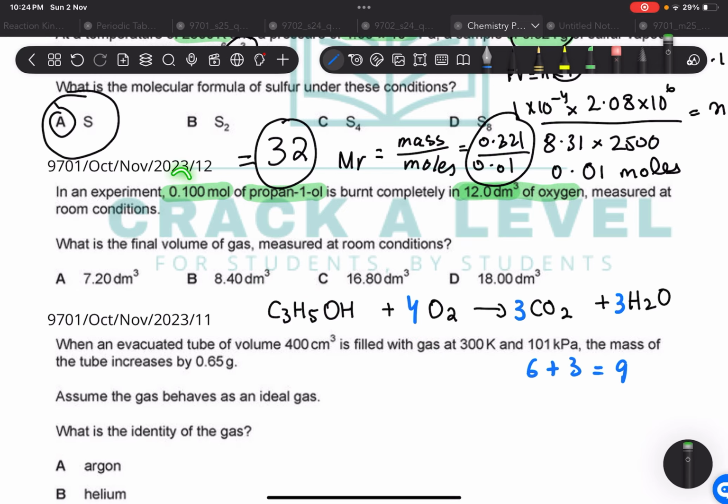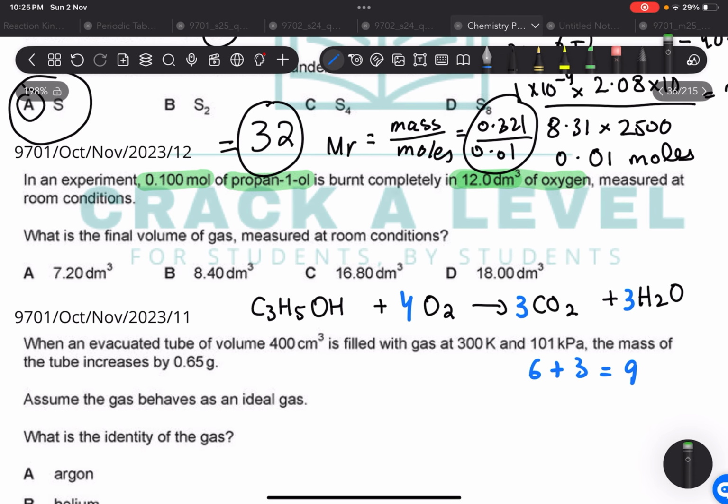Now we have this much of propanol that is burned completely, and this much of oxygen. What is the final volume of gas measured at room temperature? Now we are dealing with how many gases? What do you think? We have carbon dioxide gas that's going to be produced. Since you are burning something, the water is also going to be produced as a gas because it's an exothermic reaction. So all the water that's formed is going to be converted into gas. And then you have the leftover oxygen that might be present.